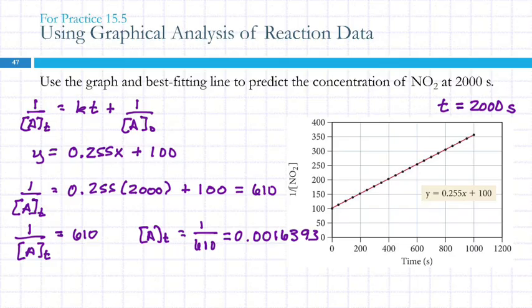So now what do we do? Well, let's think about this. What was the initial concentration? On the y-axis, it shows us the intercept is 100. That's 1 over the initial concentration. The initial concentration was 0.1. So let's try that. There we go. 0.001639344. Okay?